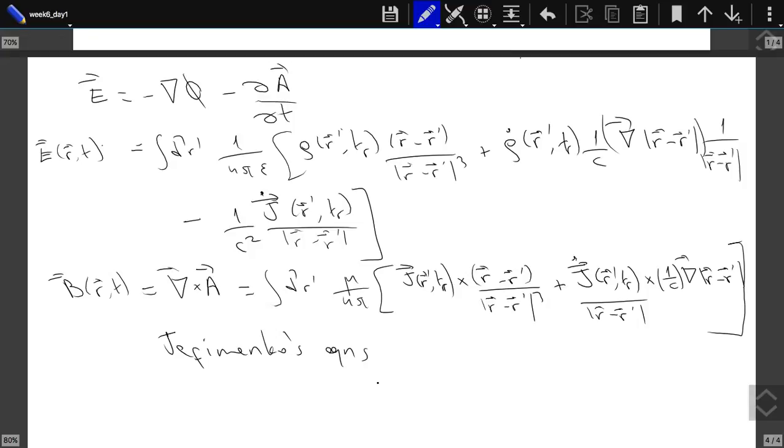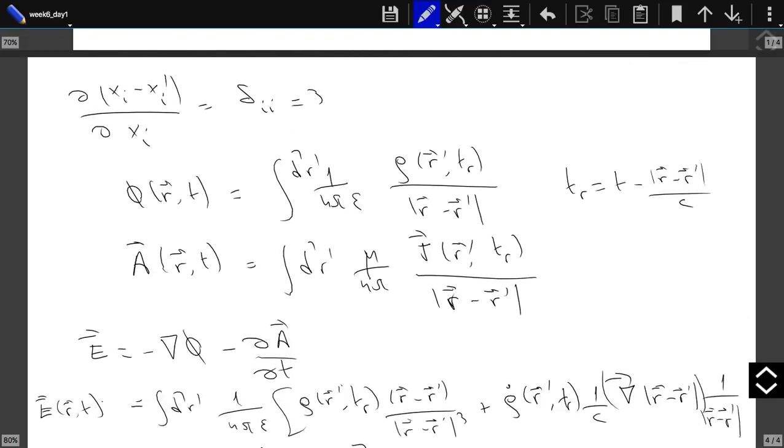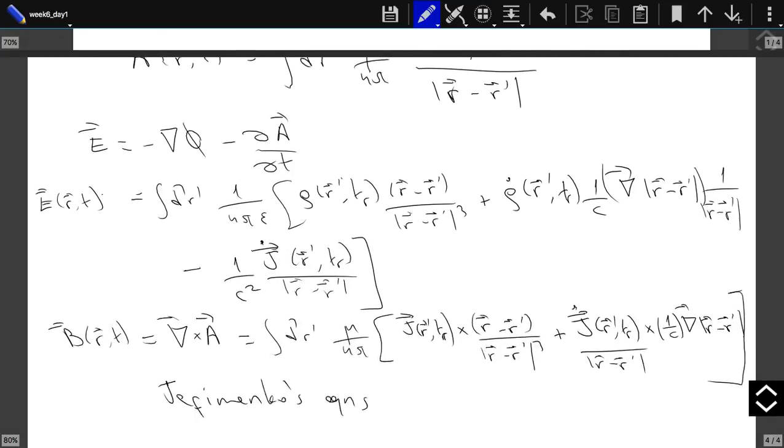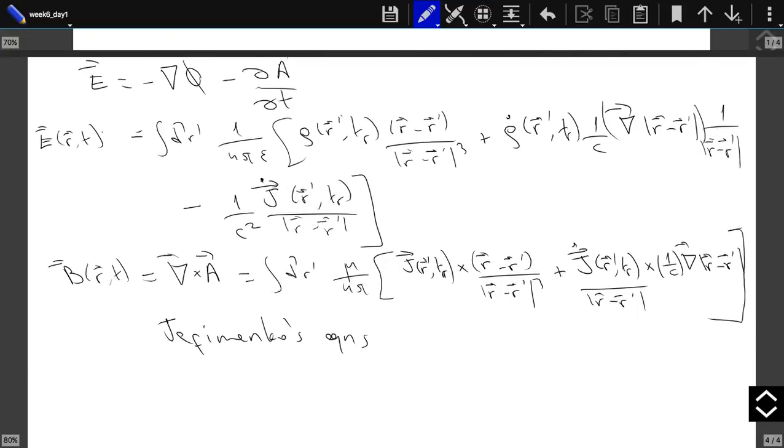Well, for practical applications, most of the time this won't be so relevant, because most of the time it will be easier to evaluate these phi and A integrals first for a given J and rho, and then take their derivatives to obtain the E and the B field. But just for the sake of records, let's say these are your E and B fields.